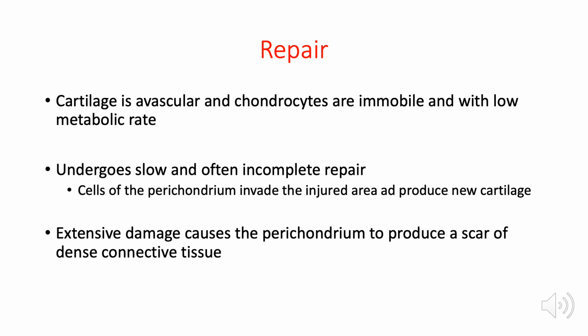And what will facilitate the repair are the cells coming from the perichondrium, because you have their progenitor cells that can give rise to chondrocytes, which will produce the extracellular matrix of the cartilage. But if the damage is very extensive, the perichondrium will produce a scar rather than a new cartilage, because the outer fibrous layer will cause the fibroblasts to deposit collagen fibers into the cartilage tissue, forming the scar.